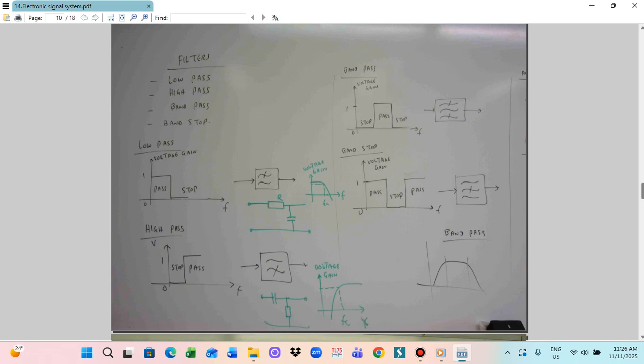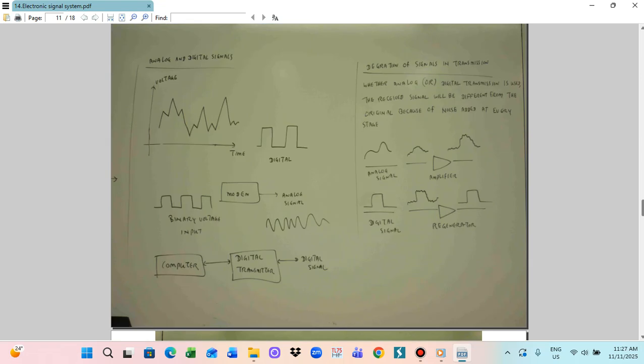So what happens with the band pass filter? You're saying there's a voltage gain associated with it. Yes, we can draw a band pass filter like this. So this is the band pass filter. The way we utilize it is a combination of high pass and low pass to get the band pass. So that is the analog signal, and we can also see the digital signal. This is for the digital. So analog and digital signals can be represented this way.